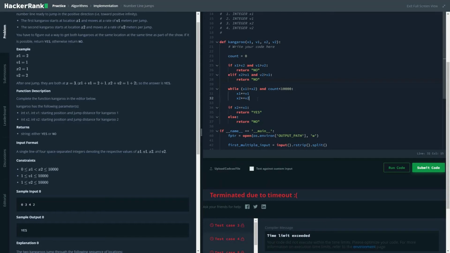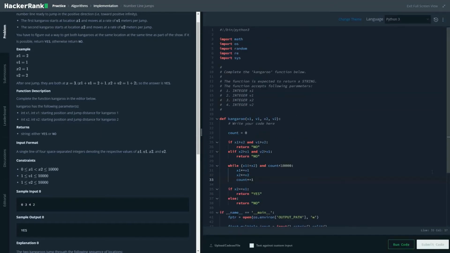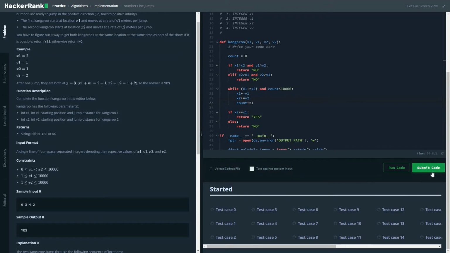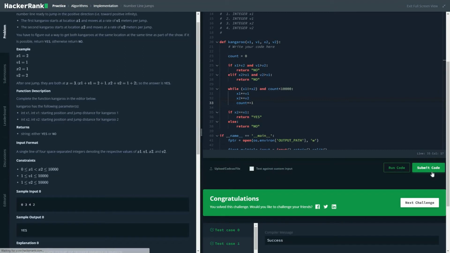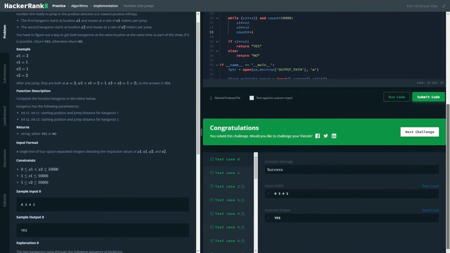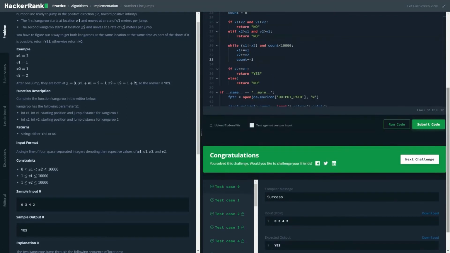Oh, sorry, I just forgot to increment the count. Plus equal to 1. Let's submit the code. It will take some time to execute. The reason being internet is slow, but can't help that. As you could see, it passed all these test cases successfully, but the question is, is our solution right or wrong?